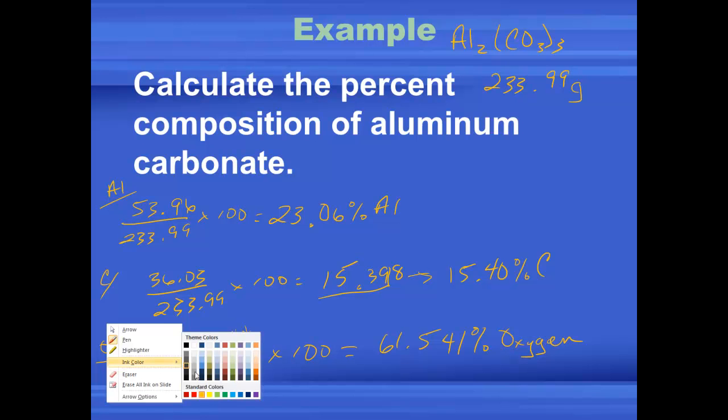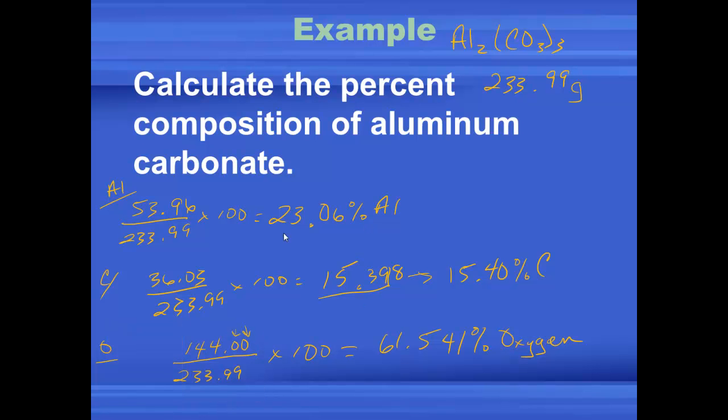Let's get a little more color on here. So here's my one answer, my 23.06% aluminum, 15.40% carbon, and then my last answer, 61.541% oxygen. And that's the extent of percent composition. Please see me in class if you have any questions.